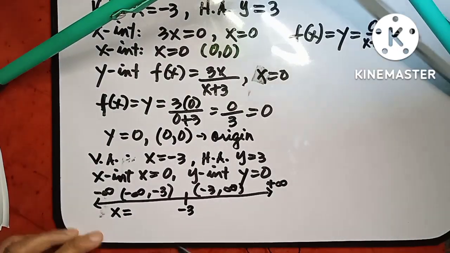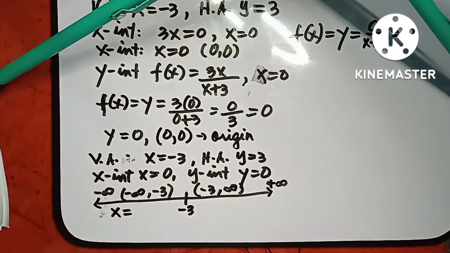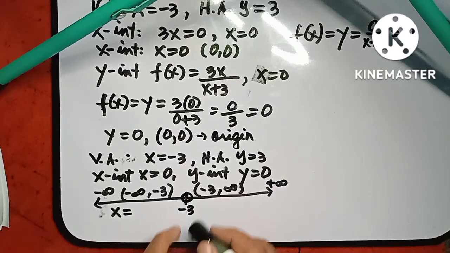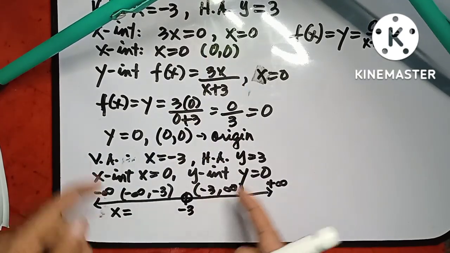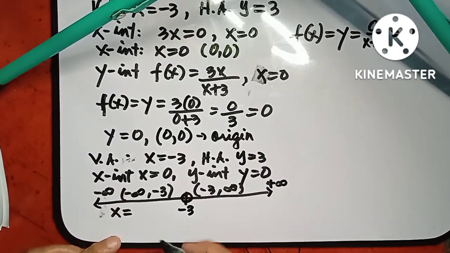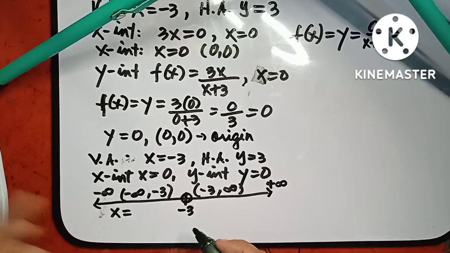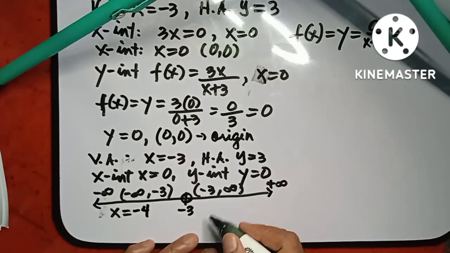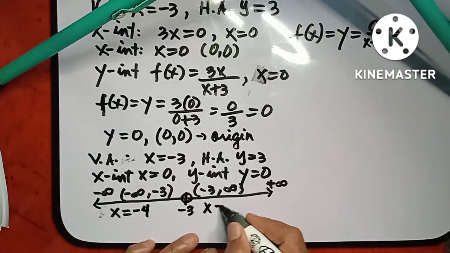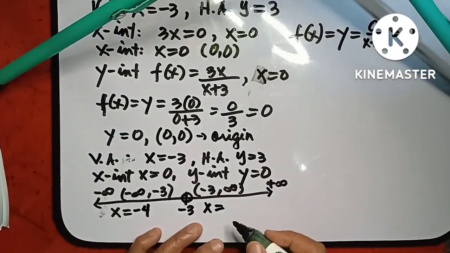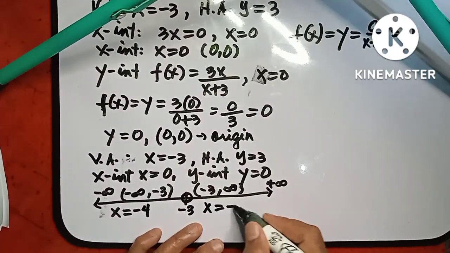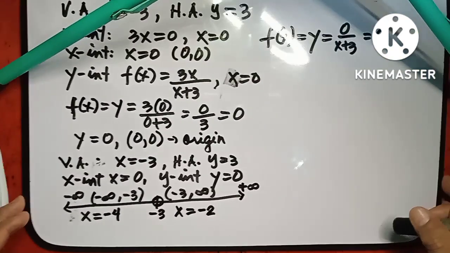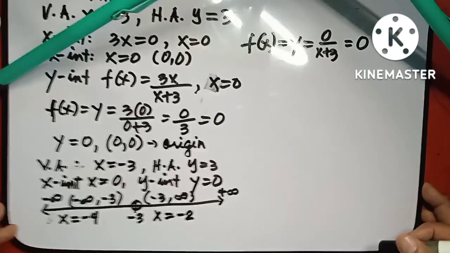Okay, so these are our intervals, and we will get the test values. The test value is from negative 3, we move to the left. We will not include negative 3 because if you use negative 3, the fraction will be undefined. So move a little bit to the left, that is negative 4. And for the other interval, move a little bit to the right, x equals negative 2. After that, we will make a table of signs.